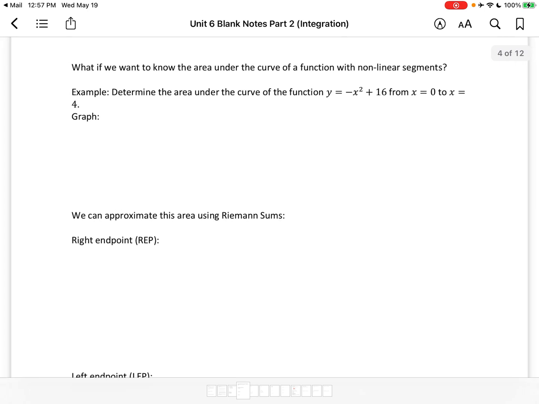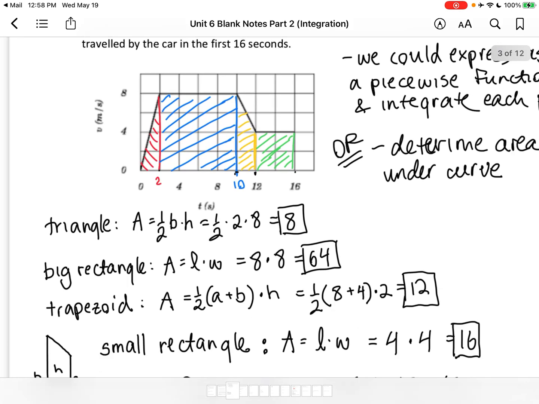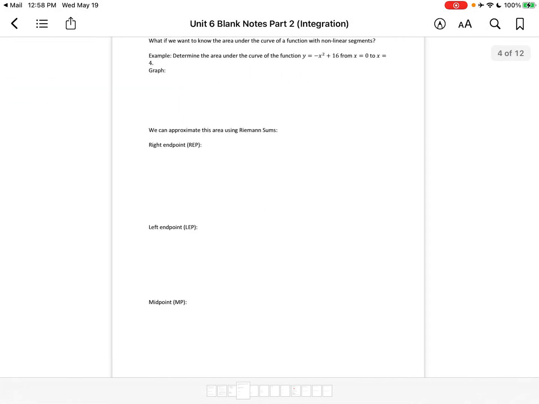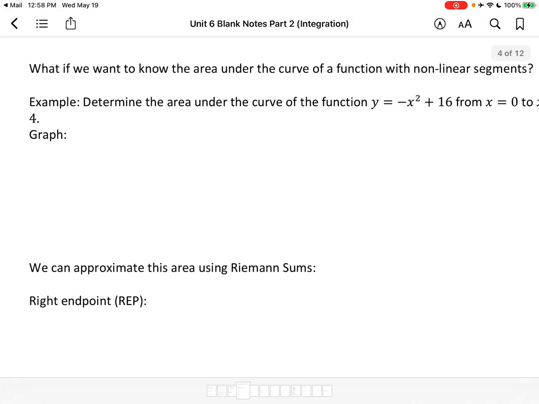What if we want to know the area under the curve of a function with nonlinear segments? What I mean by nonlinear segments, I'll show you on the previous page. This graph is made of linear segments because all of the little line segments are straight. And so we can break this up into different shapes where we have formulas to calculate their areas. That's not always the case though. So let's look at an example where we can't do that.